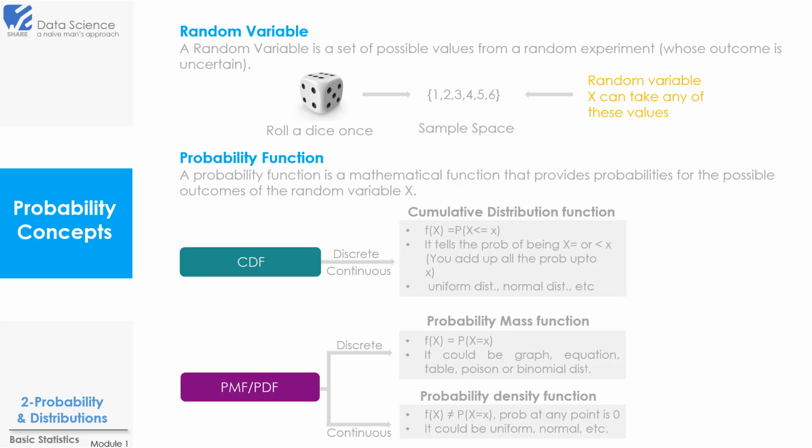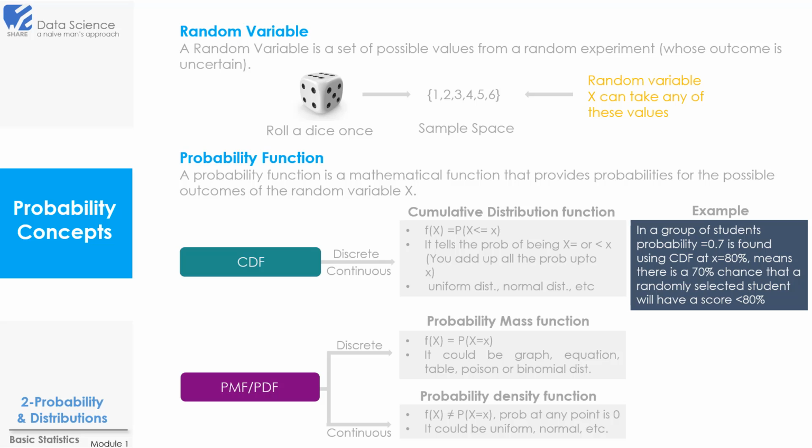Now let's see one example of each of these functions. So first we will see CDF. Say in a group of students, probability equal to 0.7 is found using CDF at x equal to 80%, which means there is a 70% chance that a randomly selected student will have a score less than 80%. Remember, it gives us the probability of being equal to or less than x. So that is how we use CDF.